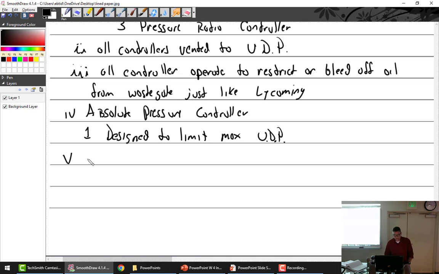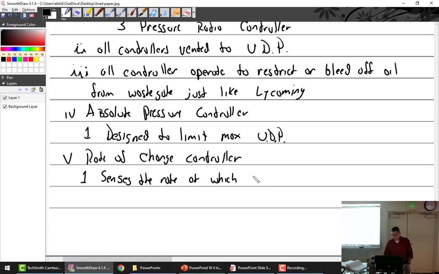Let's keep it simple. Rate of change controller. It's not really that this system is that much easier. It's just you understand that much already and I don't have to explain so much. Senses the rate at which upper deck pressure increases.